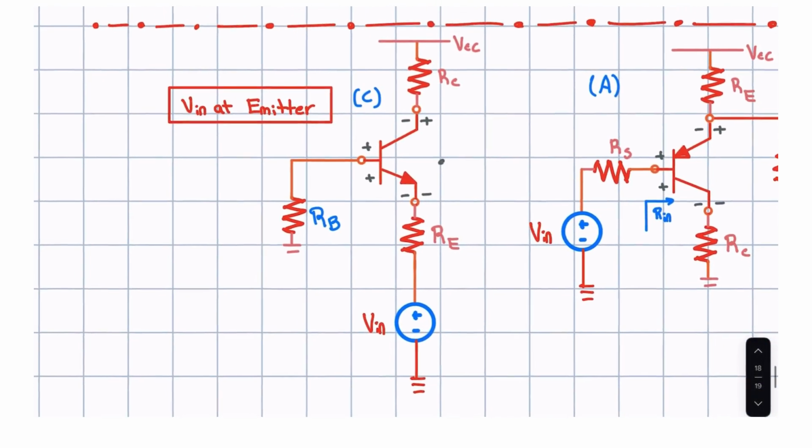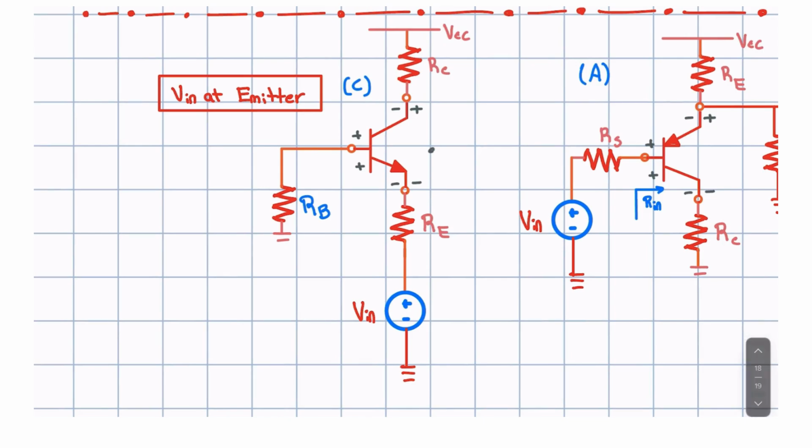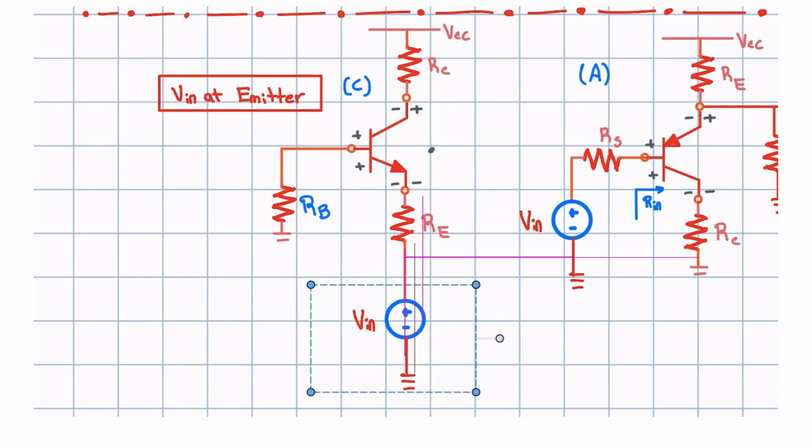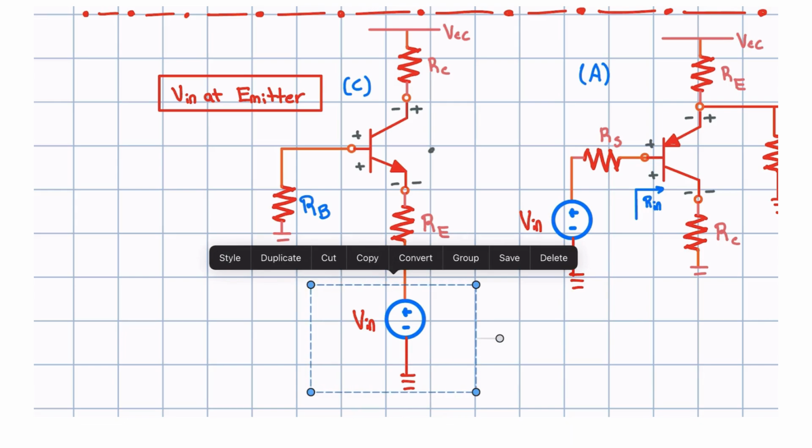So what happens when this voltage source, or the AC input, instead of being at the base, is now at the emitter?